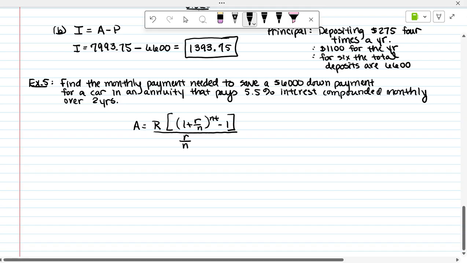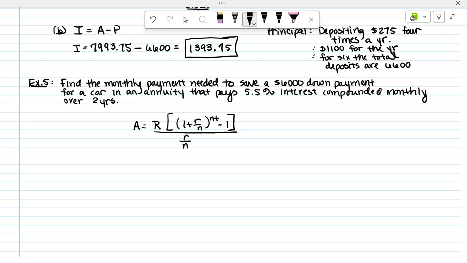Okay, this one's a little bit tougher. It says find the monthly payment needed to save a $6,000 down payment. So here's the deal. $6,000 is actually what you want at the end of the time. You're investing some money into an account. They're going to pay into an annuity, and they're going to pay you some interest, and you can keep making payments in there every month. And at the end, you want it to have $6,000 in it, because you got to take that over to the car lot and use that as a down payment.